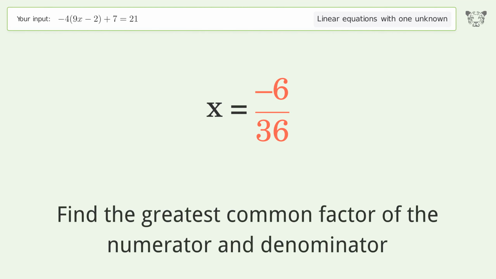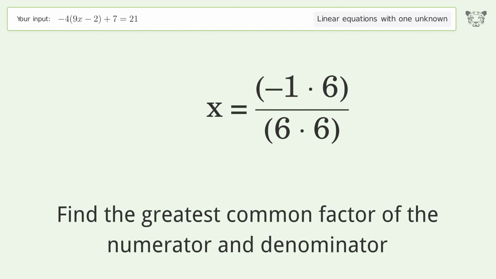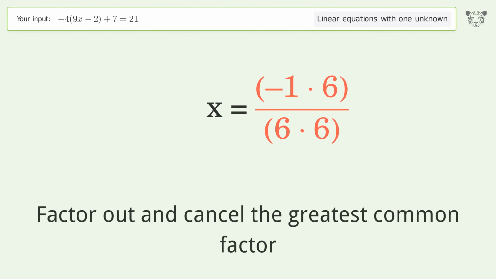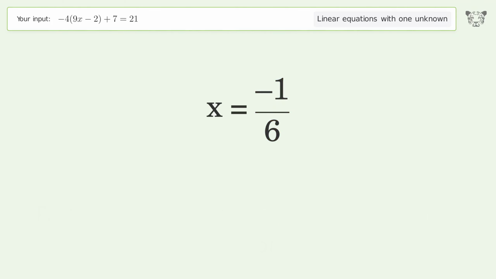Find the greatest common factor of the numerator and denominator. Factor out and cancel the greatest common factor. And so the final result is x equals -1/6.